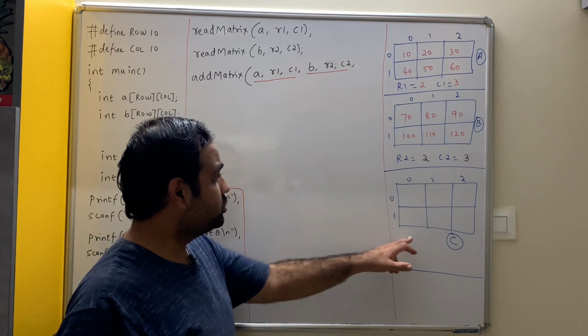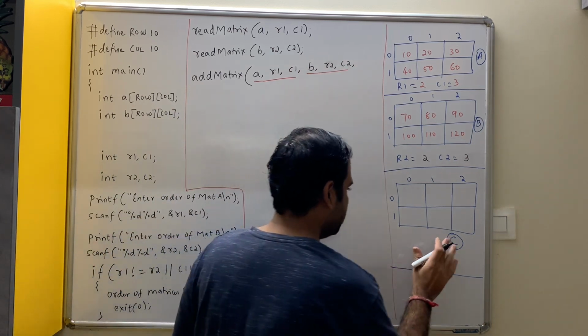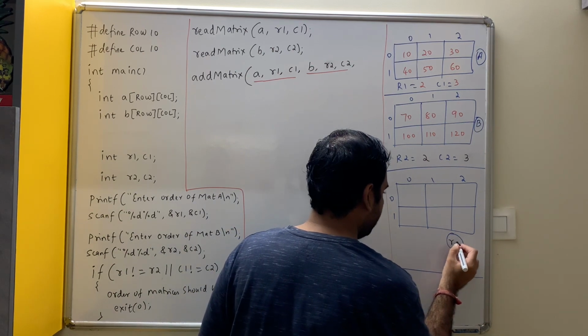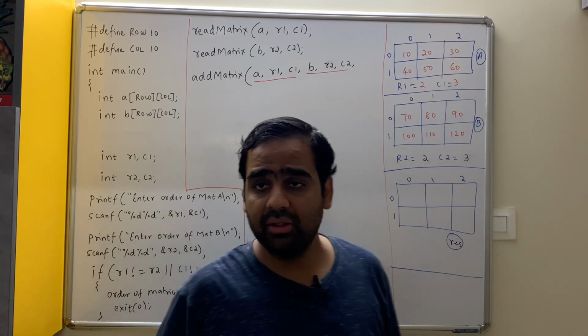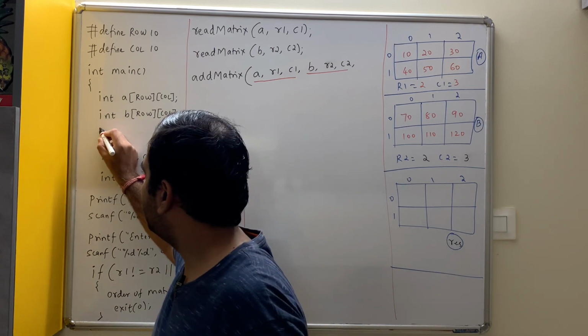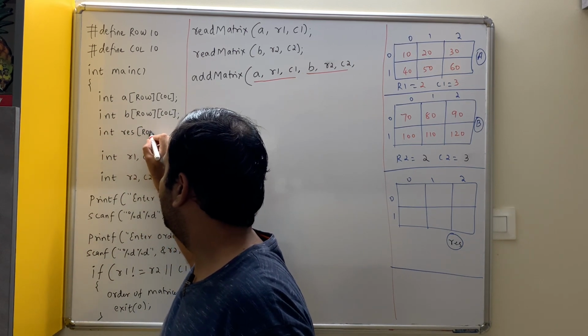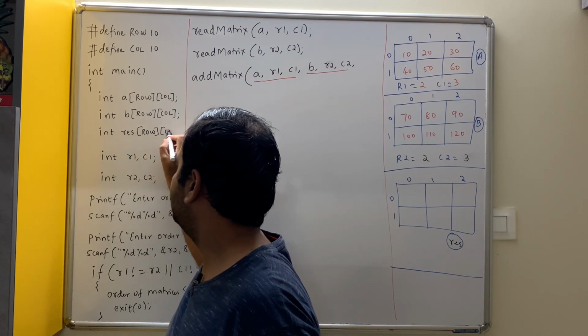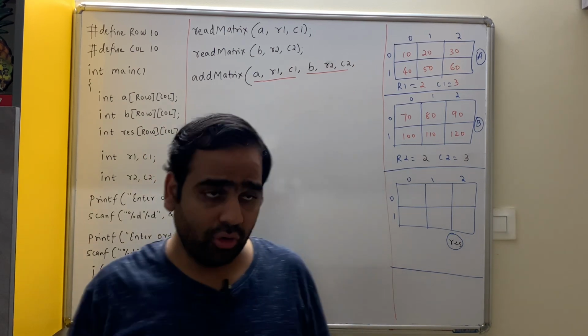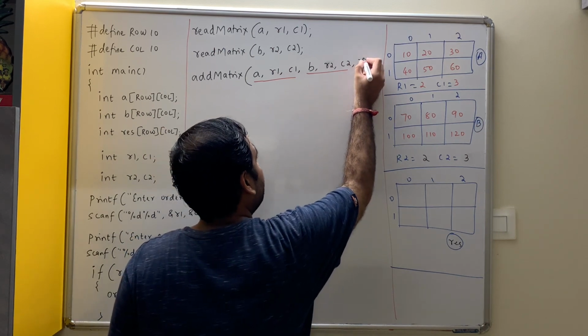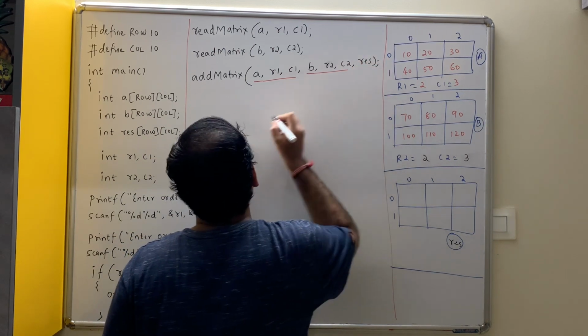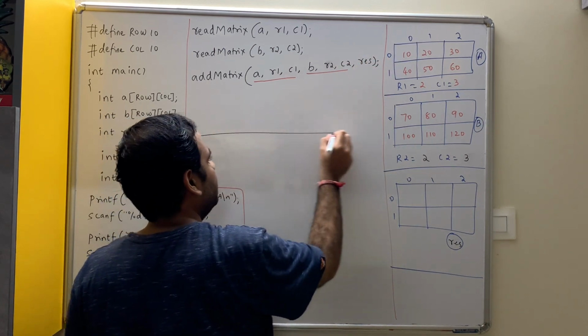And where do you want to store the answer? We want to store the answer in the resultant matrix. Therefore, I say here int resultant matrix of row cross column. We declare another matrix, resultant matrix of row cross column, and I say store the answer in result.